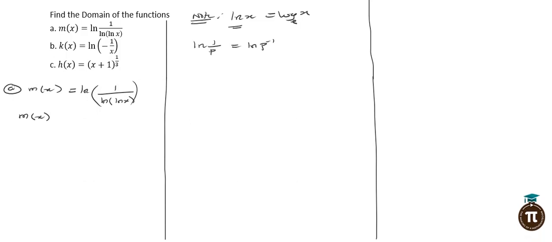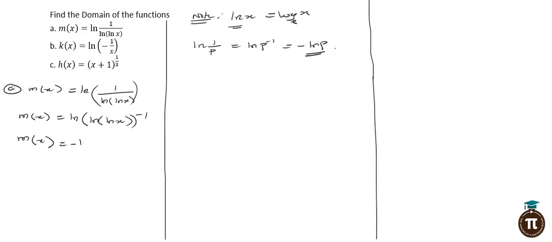The power can come behind to become minus ln p. That is from the law of logarithm. So that's what will happen here as well. This is equal to ln of ln x, as the question is given, raised to power minus 1. That's what we have there. The minus can come to the front to become minus ln according to the law of logarithm. Then I have ln of x.